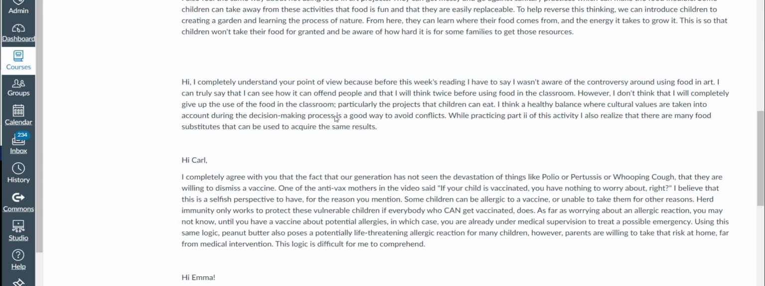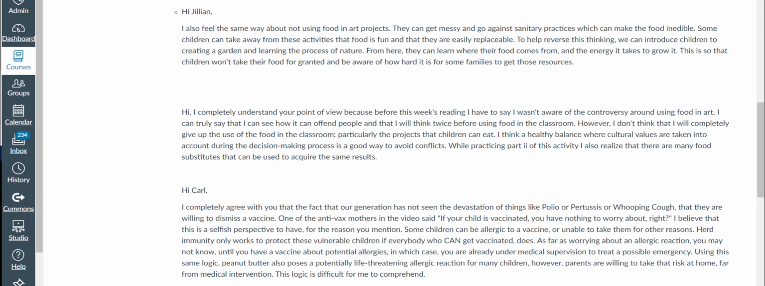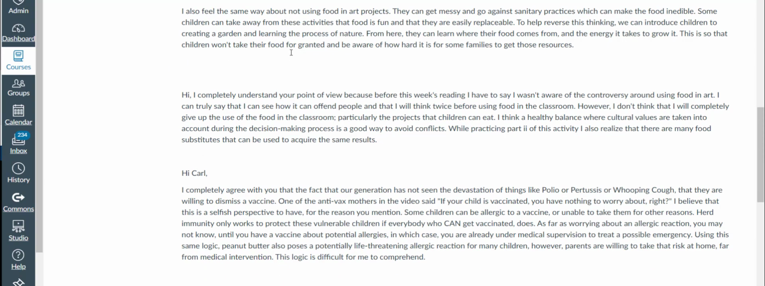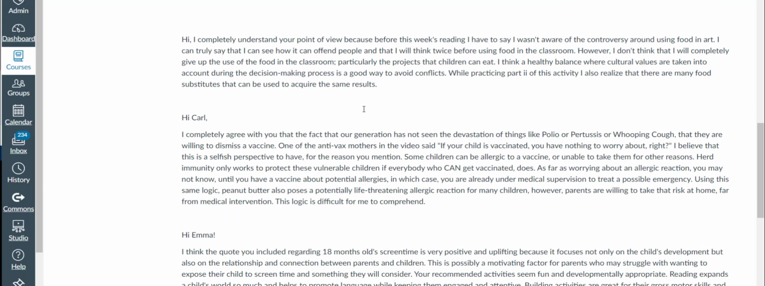I'm not going to read them down here, but you can see that this is one response. This person here was replying to Jillian. This person was replying to this other person. This person was replying to Carl. They're all on different topics from different classes, but I just wanted to give you an overview of what a good response would look like. You'll notice that they're nice and long, at least 3 or 4 sentences. They comment on what the initial post was, and then they add some of their own thoughts and ideas.